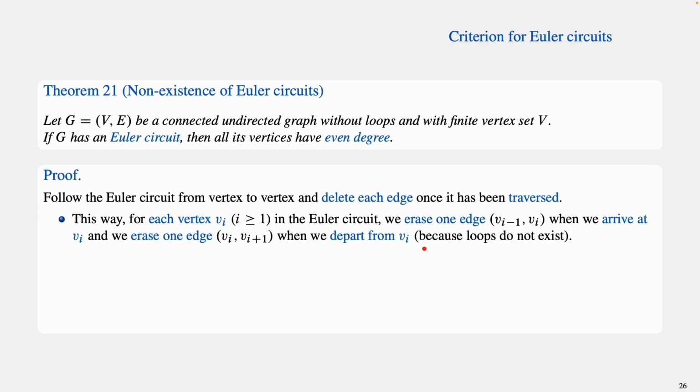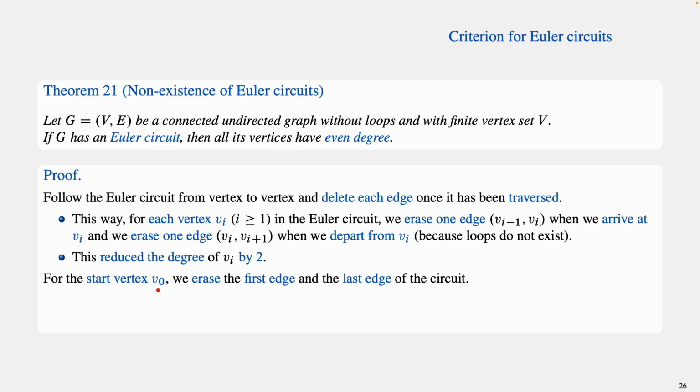And this is because loops do not exist in the graph, so we can make this statement. And this reduces the degree of vertex Vi by 2. Every time we walk past vertex Vi, we erase the incoming and the outgoing edge. So it reduces the degree by 2.